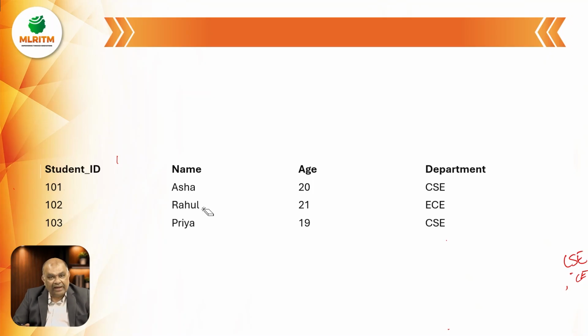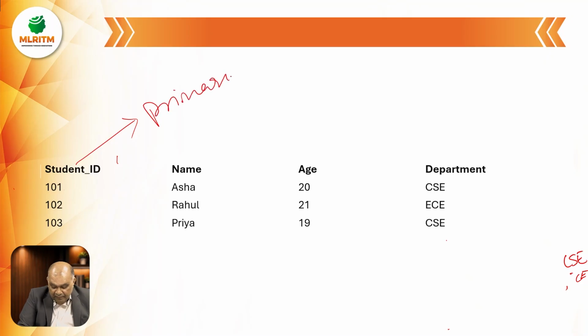For 101 the student name is Asha, and for 102 the student name can also be Asha. But 101 cannot be repeated because we are defining student ID as unique. Unique means having only one value. For 103 I can write Priya, and for 104 I can also write Priya. The initials are different, so the age may be different. If you define student ID as the primary key, then it should have separate numbers 101, 102, 103.